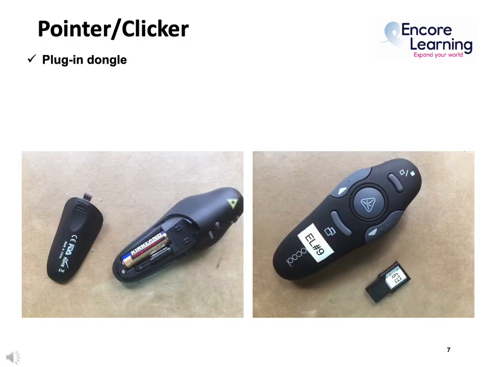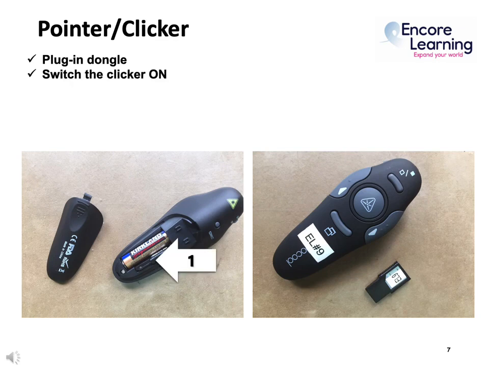Step 5 of classroom setup is to set up pointer clicker for laser pointer and PowerPoint control. Open the back of the Encore Learning pointer clicker and remove the dongle, arrow 1, and plug it into the USB port in the equipment rack below the table. Be patient, it may take time for the computer to load. Switch the clicker's on-off button to on, arrow 2.